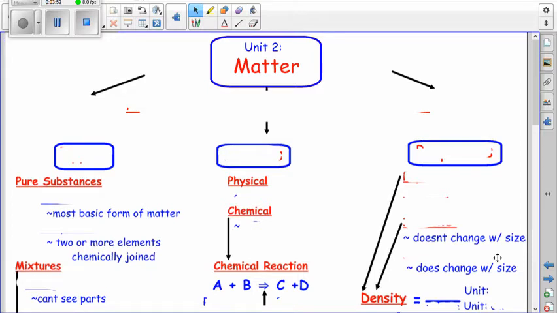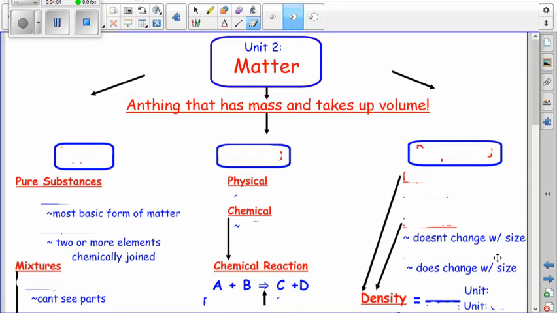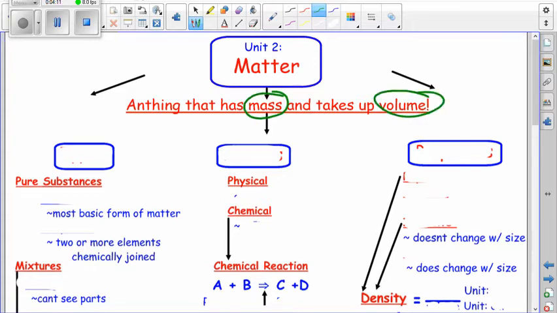Anyways, so this whole unit is about matter. And just to remember, literally everything is matter. And matter is anything that takes up mass and volume. It's got to take up mass. It's got to take up volume. So if it has mass and volume, which is literally everything, then you got some matter.